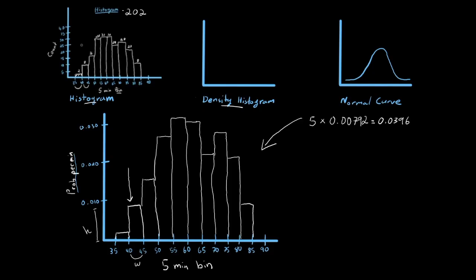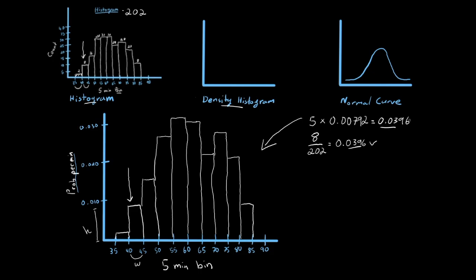Now, how can we verify that? Well, if we look at our histogram, we know that the probability of being in this 40 to 45 minute bin is the number of runners in that bin, which is 8, divided by the total number of runners in our data set, which is 202. And if we do that calculation, we will also get 0.0396, which matches our area. So that's perfect.